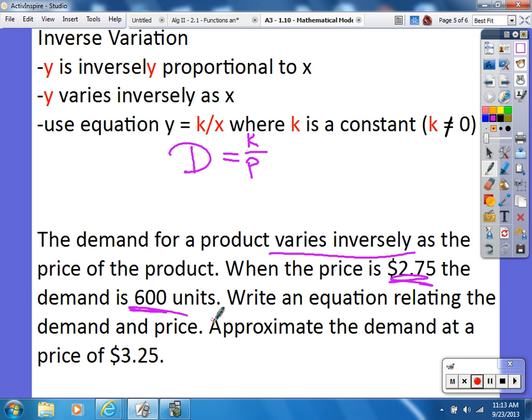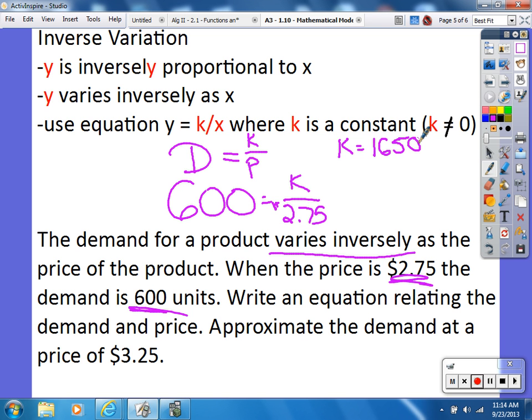They go together. So the 600 equals K over $2.75. How do I figure out K? Whitney. Multiply the 275 and the... That's correct. Go ahead and multiply this. And Trevor, what do you get? So that's my K. But that's not my equation, right?